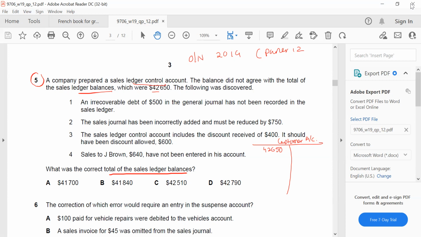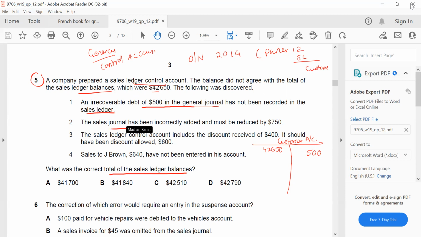Irrecoverable debt. In the sales ledger, you maintain customer accounts, and in the general ledger, you maintain the control accounts. Are you with me? Yeah. So there was an irrecoverable debt of 500. You did not record it in the sales ledger. So you will record it. Yeah. Okay.